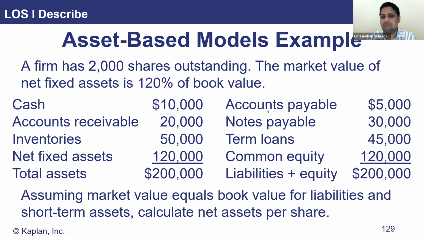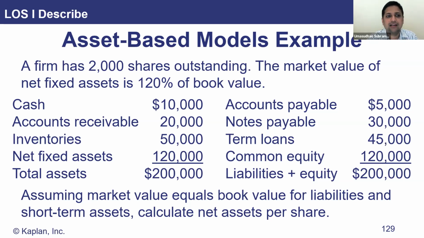Where will your corresponding adjustment be on the liability side? If your assets are getting revalued, what should go up on your liability side? Your equity is going to go up, which is the revaluation reserves. Revaluation reserves is what is going to go up. So what's going to be your revised common equity? Revised common equity is going to be 144,000. That's exactly right.